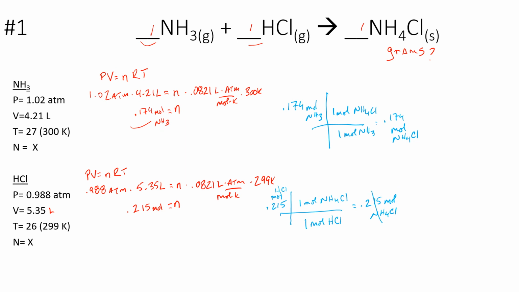We're going to omit this one because it is the larger. So I'm simply going to take the smaller one and multiply it by the formula weight of ammonium chloride, which I used as 53.45 grams of ammonium chloride over 1 mole. And that got me my answer, which is 9.30 grams of ammonium chloride.